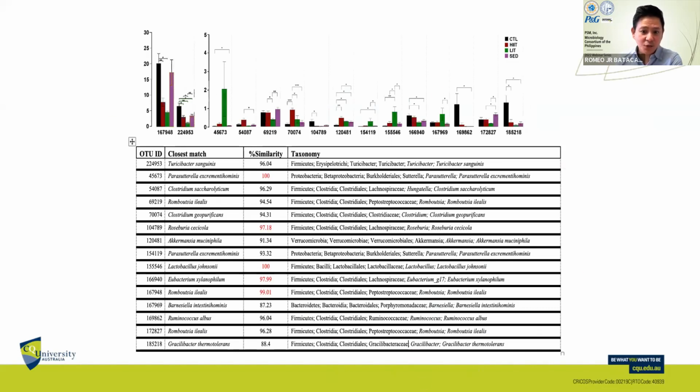The closest isolates that increased in standard chow fed rats include Parasutterella excrementihominis, Lactobacillus johnsonii, which is increased in light intensity training, and then Clostridium saccharolyticum, increased in high intensity interval training.